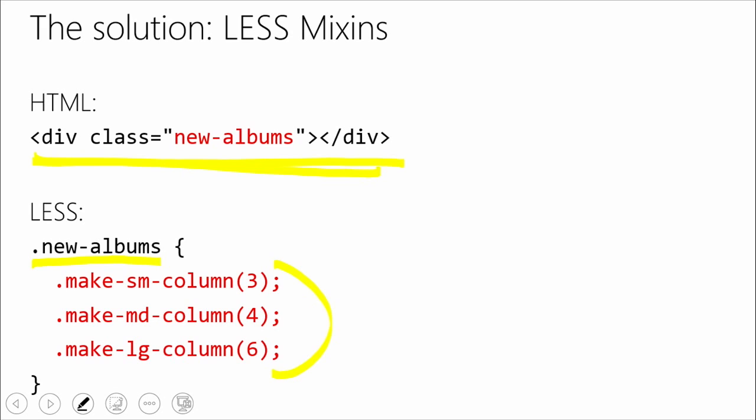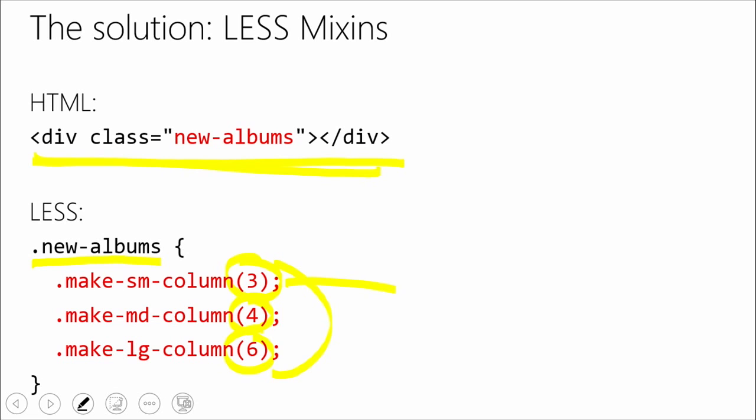For a lot of these, the mix-ins you'll be using look exactly like the classes you would have used before. The ones that are different are some of these utilities where you need to pass in variables. So I need to say I want to use small column 3, medium 4, large 6. That's where you use this mix-in syntax.